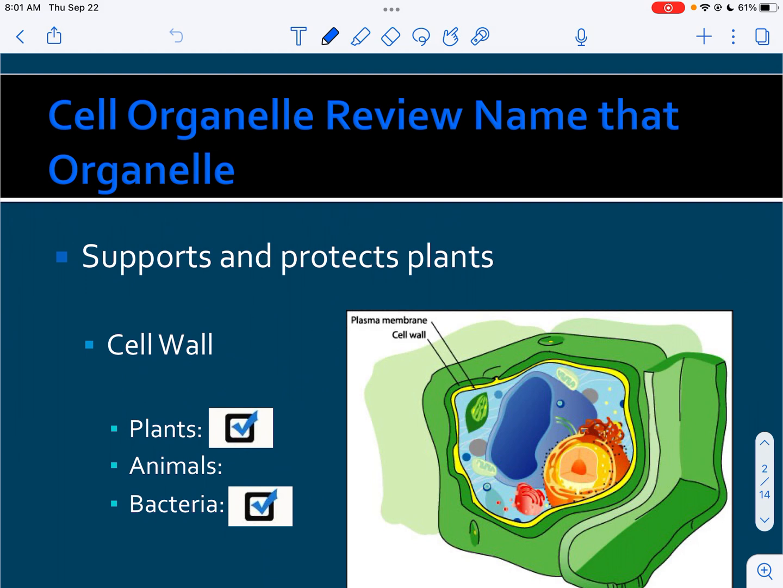Picture that cell structure as your fence. It's an extra fence going around the property of the cell, and that's going to help provide some structure, some support to the actual cell. So the cell wall is your first one. You've got plants and bacteria. Go ahead, check it. It supports and protects the plant.